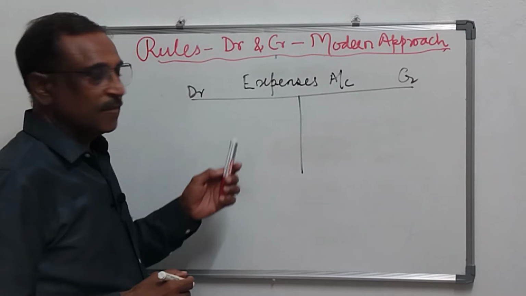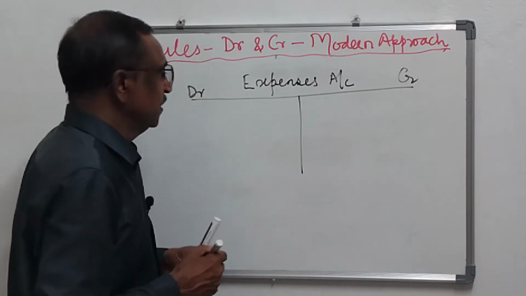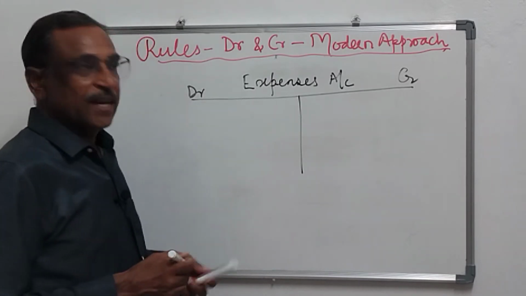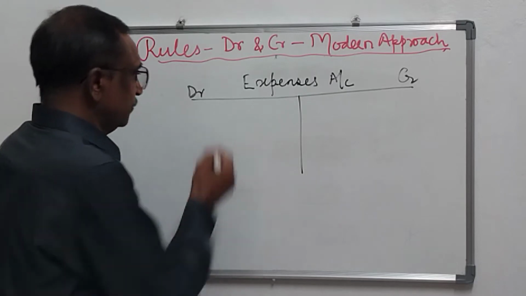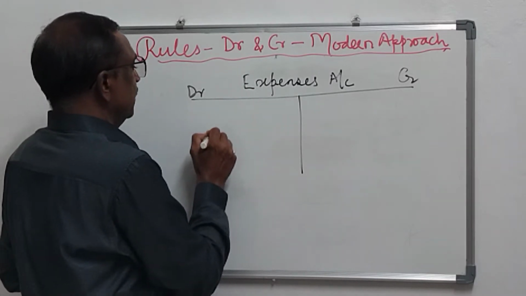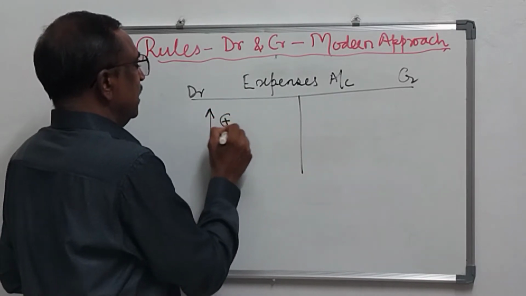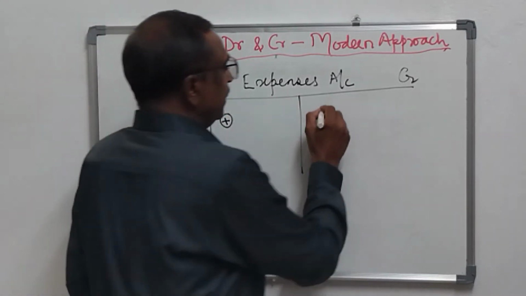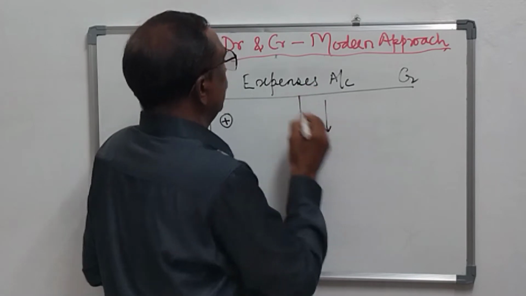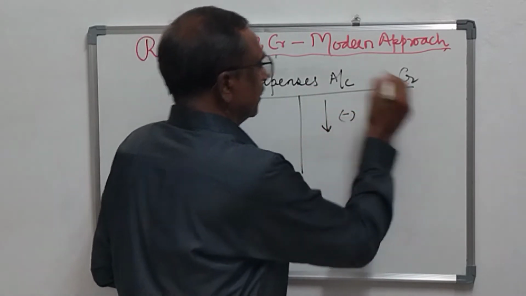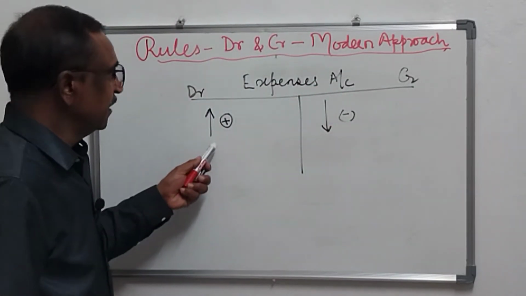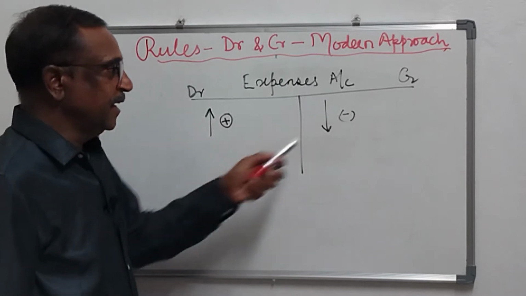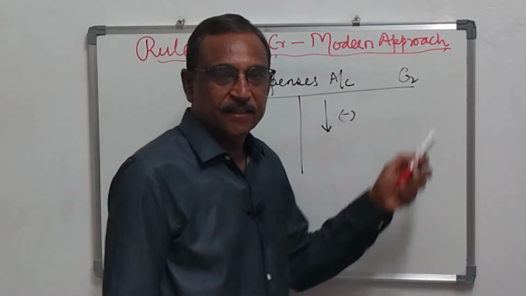Now expenses. The rule for expenses is increase in expenses is recorded on the debit side, and decrease in the value of expenses is recorded on the credit side. That means increase in expenses is debited and decrease in expenses is credited. Clear?